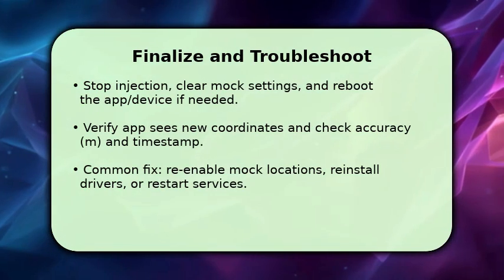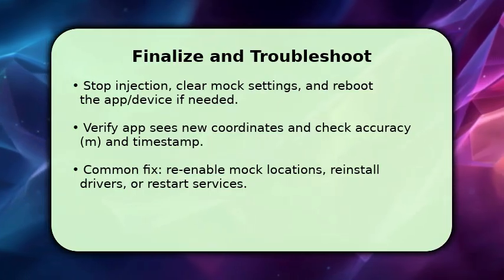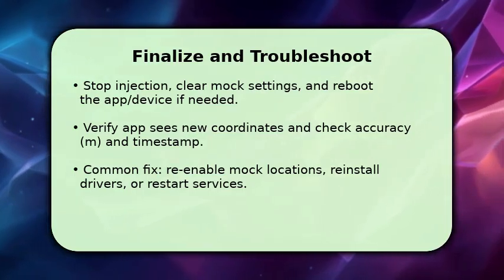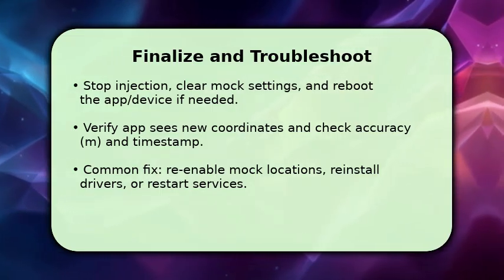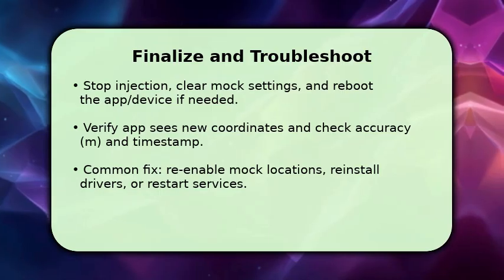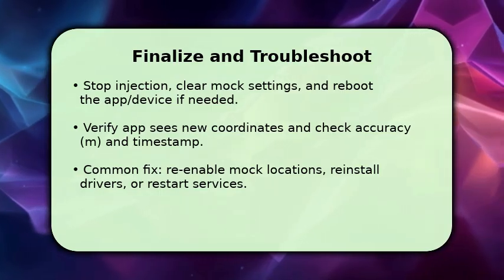You finish by stopping the injection and restoring normal location settings. This prevents lingering mock data. Then confirm the target app reads the new coordinates and check reported accuracy in meters and timestamps for freshness.